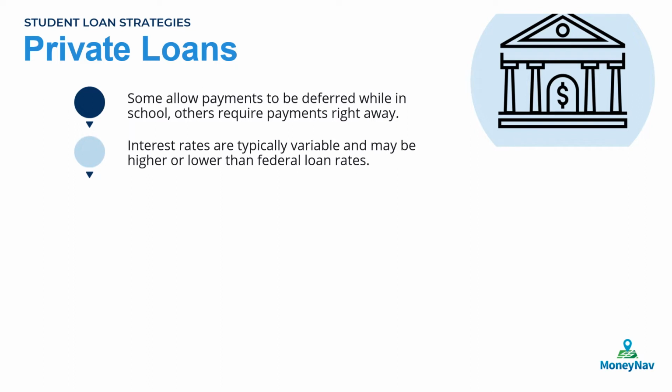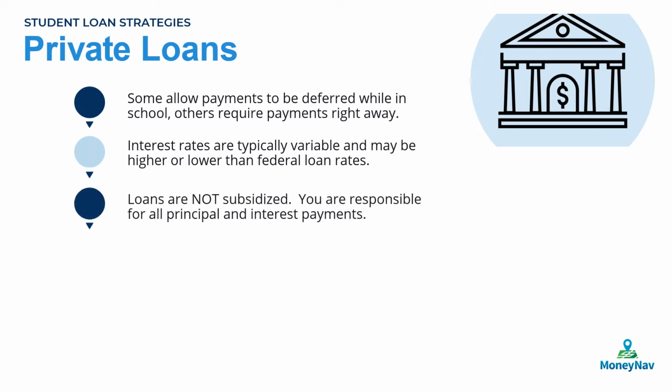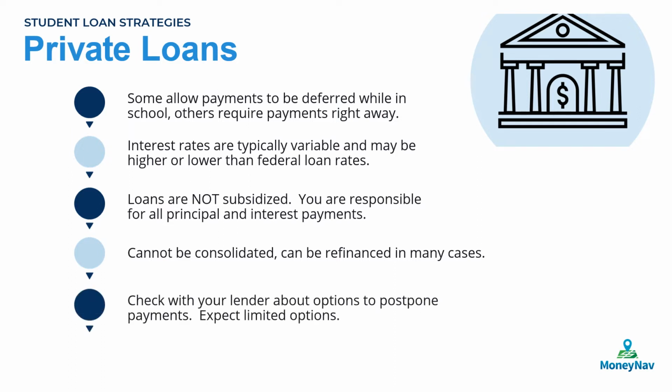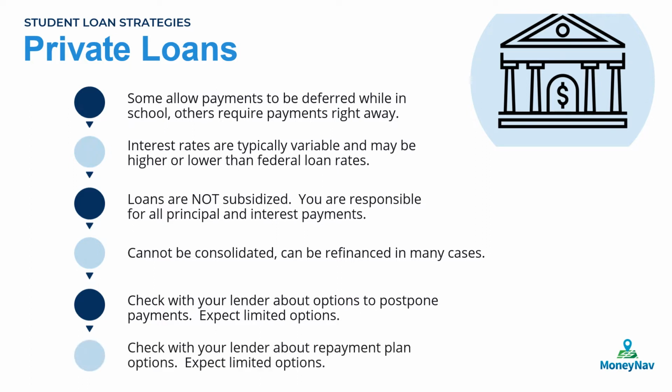Interest rates are typically variable, which means they fluctuate over time, and the rates may be higher or lower than federal loan rates depending on the lender. These loans are not subsidized, so you are responsible for all of the principal and interest payments. They typically cannot be consolidated into a single loan, but can be refinanced in many cases. And finally, you'll want to check with your lender about options to postpone payments or create a repayment plan. While the options may be limited, they are worth exploring, despite the fact that they're less common with private loans.